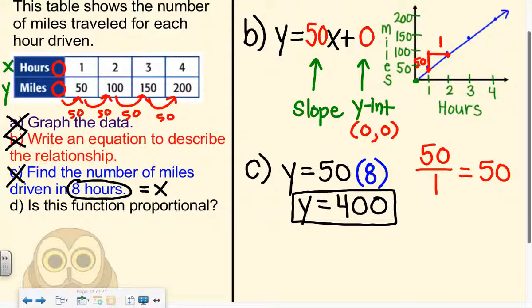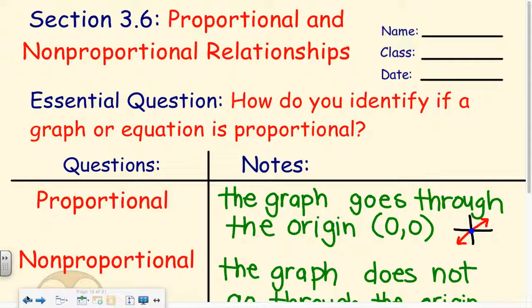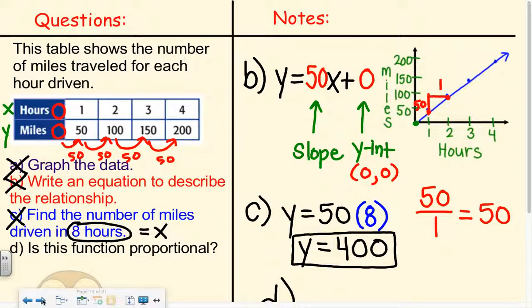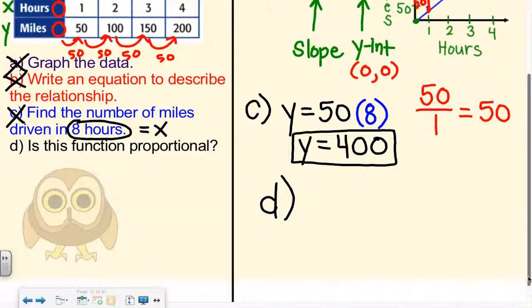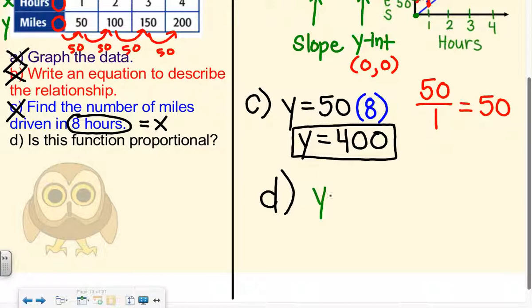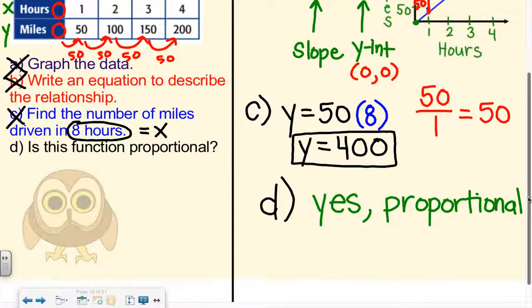Now let's do part D. Is this function proportional? Well, let's go back to our vocab word. Proportional means the graph goes through the origin. So does our graph go through the origin? Yep, and if you look at our table, we have the ordered pair 0, 0, meaning our graph would go through that point. So D is proportional. So yes, we'll say yes, proportional. So our line goes through the origin.